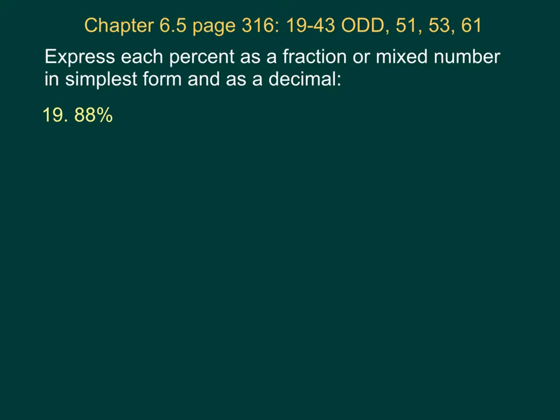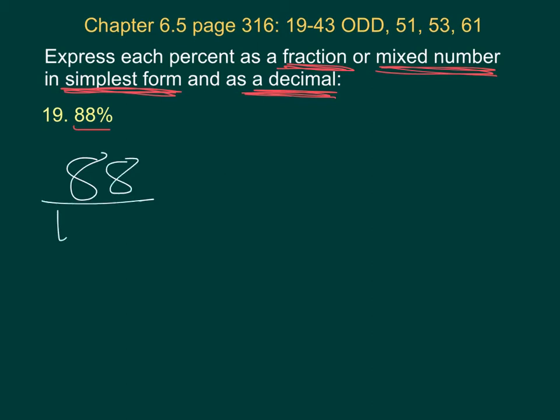So what it's asking us to do is take this percent, we need to convert it to a fraction or a mixed number. We have to make sure that that is in simplest form, and then we also have to convert the percent to a decimal. So we need a fraction in simplest form and we need a decimal.